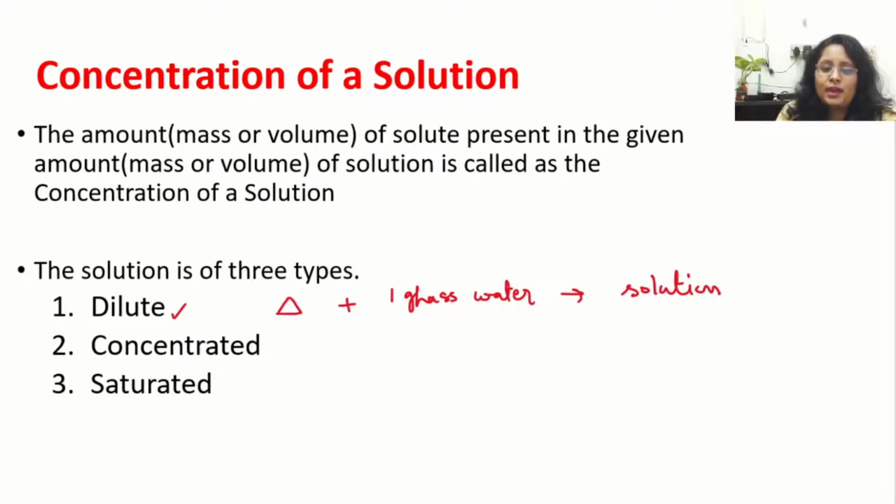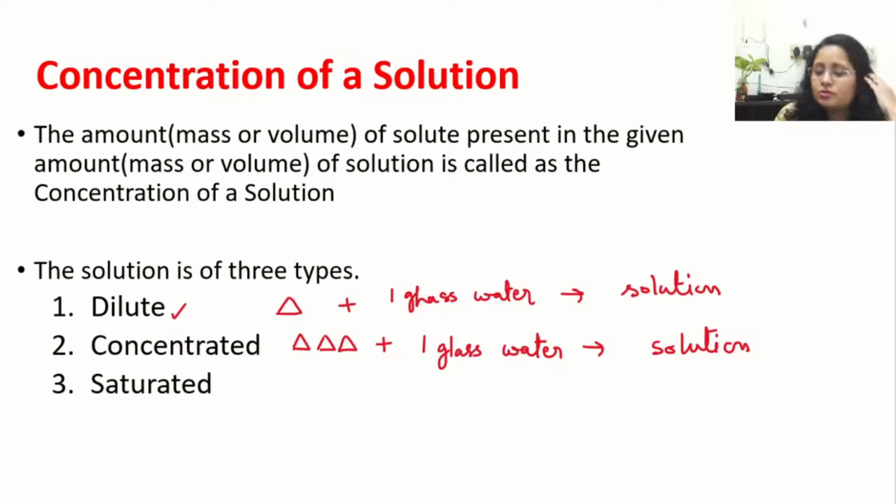Now, next we have, suppose, 3 spoons of sugar plus 1 glass of water. Again, we will get a sugar water solution. Now we can say this is solution number 2 and the other is solution number 1. Now we can say solution 2 is more concentrated than solution number 1, or we can say solution 1 is more dilute than solution number 2.